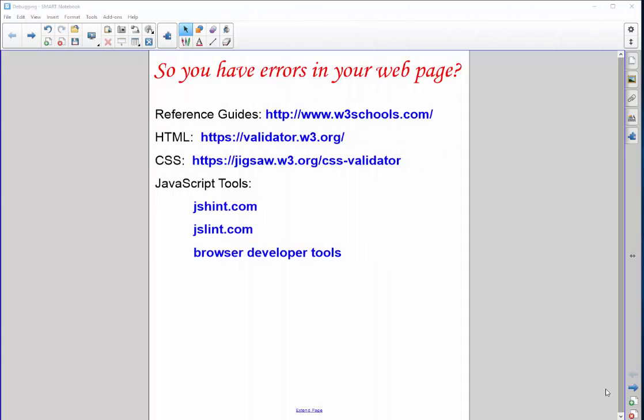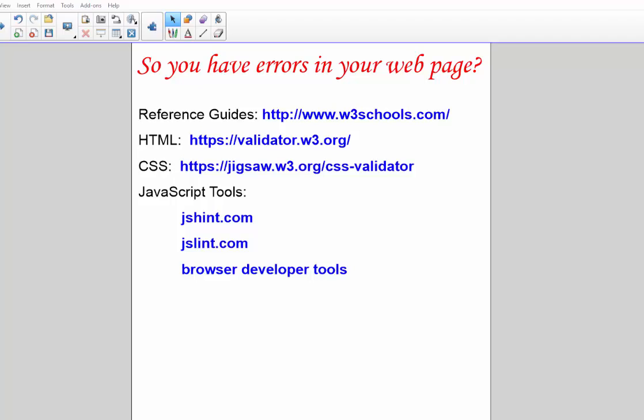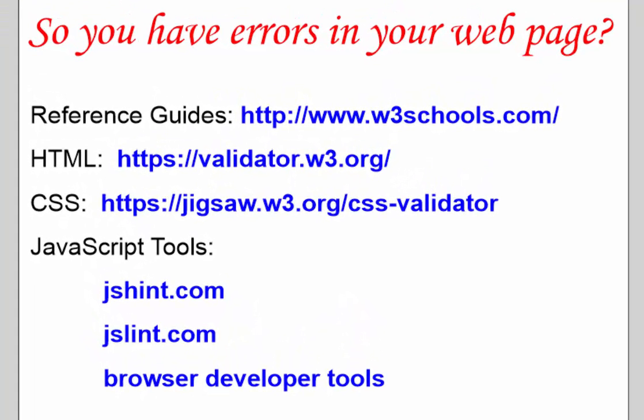When developing a web page, inevitably you're going to run into problems and you're going to have to fix errors in some of the code that you've written. So how do we begin fixing the problems that we have? Well, what I do is I bookmark a couple of things and I refer to them all the time as I'm developing a page. The first one is going to be the reference guide. The reference guide is going to tell you how to build things.